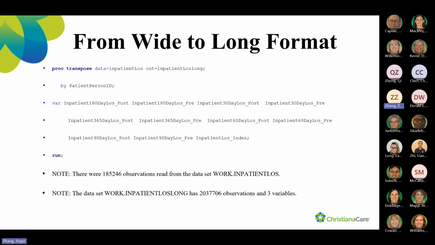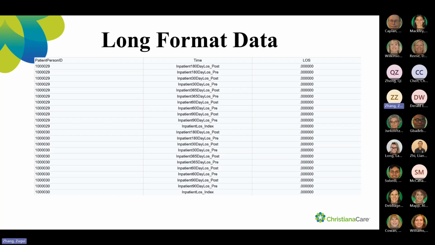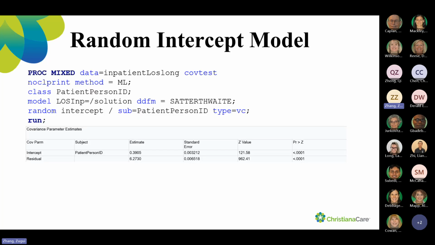In that case, the first step for the growth curve modeling is to change the data format from wide format to long format, which means that for each participant, they could have several rows. The basic unit is not a patient. The basic unit in this case is the length of stay across time. So this is the first step for the long format data.